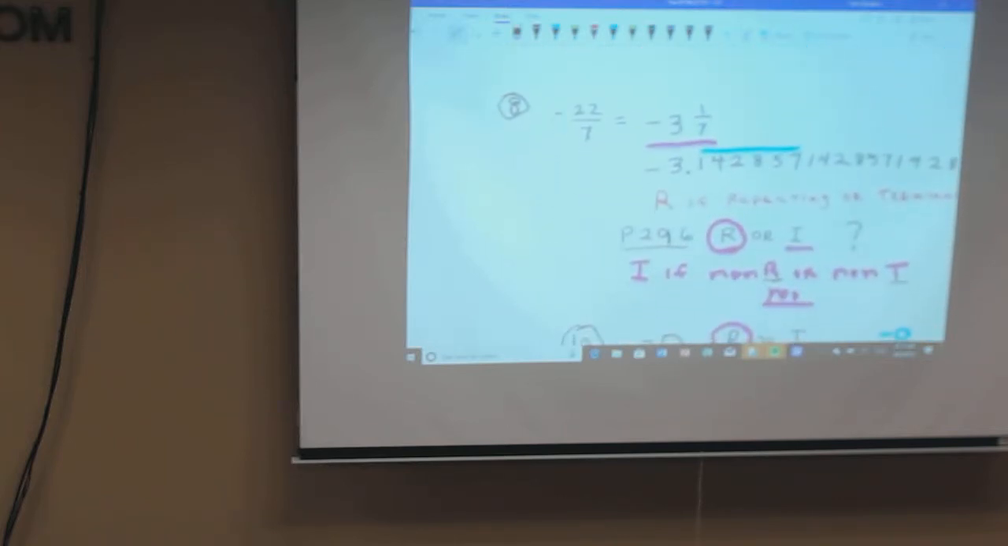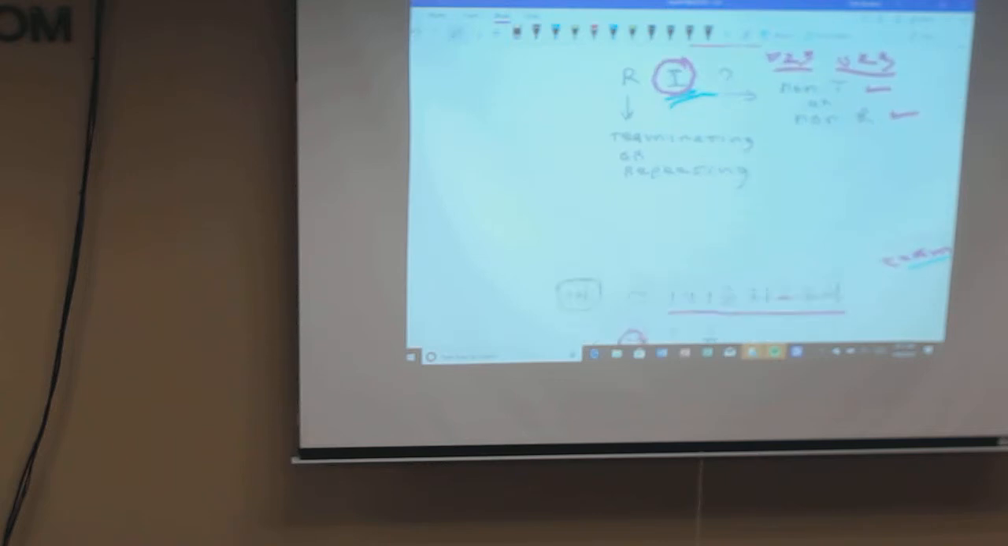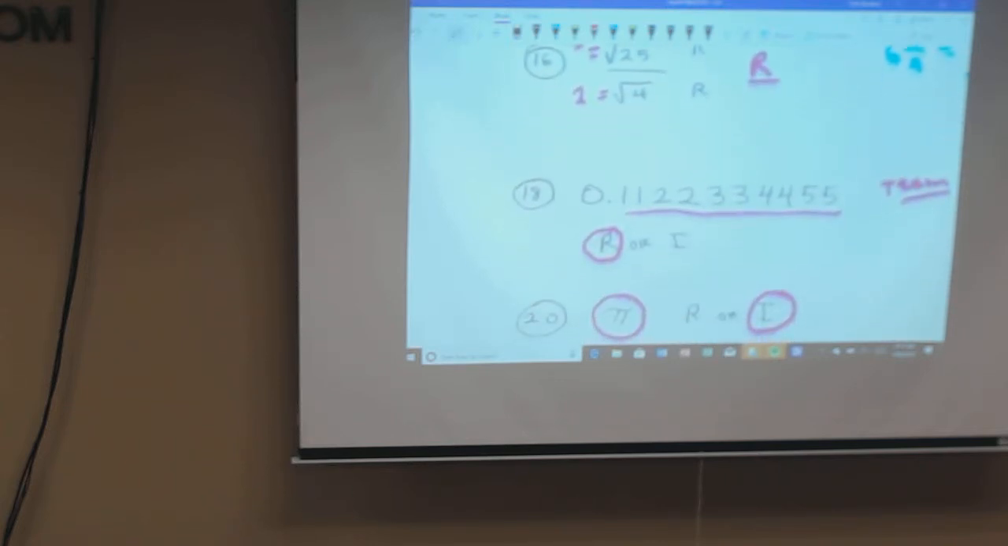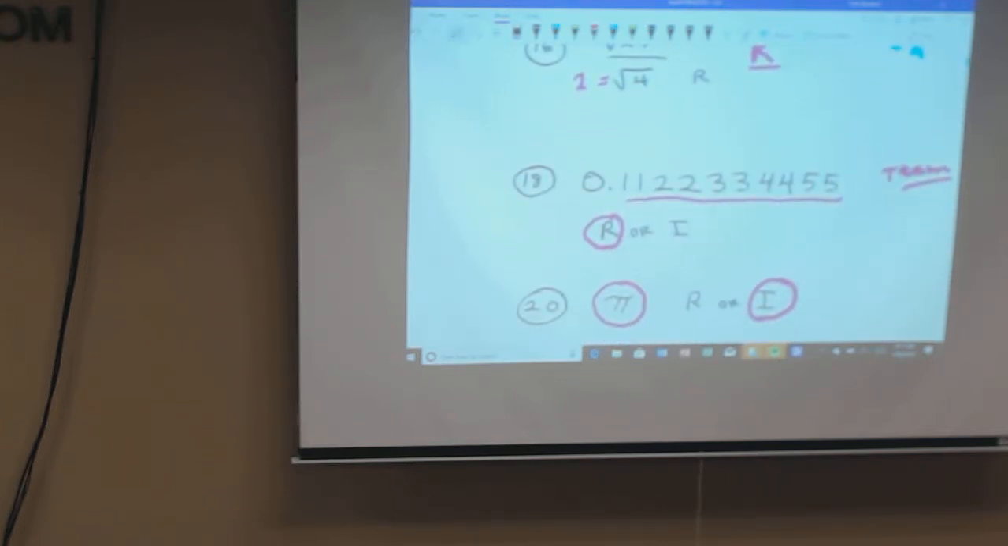16? 18? Why is 18 a rational number? Because it doesn't have dot, dot, dot. That's exactly right. It doesn't have dot, dot, dot.